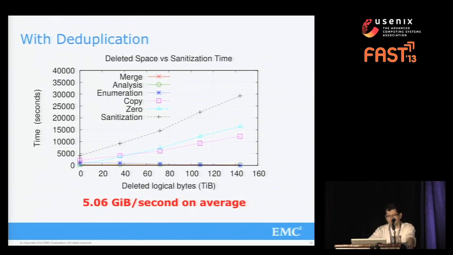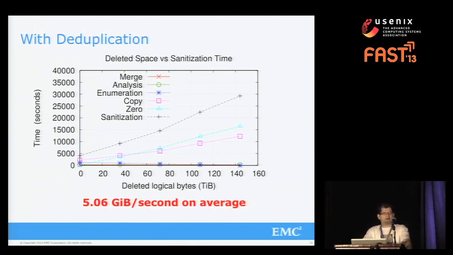So if you now plug in the deduplication on top of it, which is the second set of experiments that we've done, in this case, we did a single file system of 140 terabytes, and then we deleted portions of this file system, anywhere from 0 to 140 terabytes. So I always fixed the size at 140 terabytes, and then we were deleting chunks of that and then sanitizing. And here, the deduplication factor was about 7x. We tuned the tool to generate data with about 7x deduplication factor.